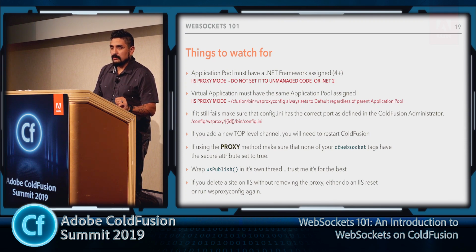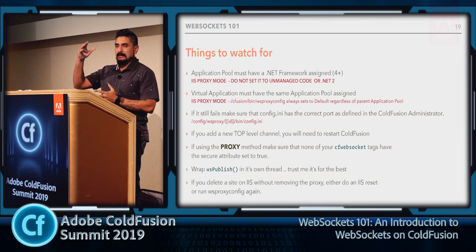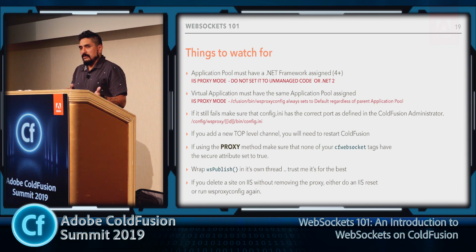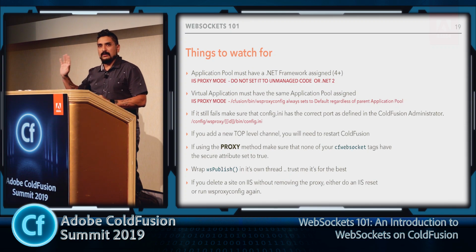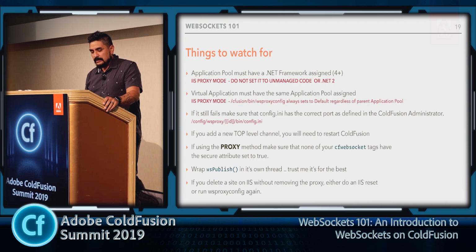Something that I've also run into is to always wrap my WS publishes inside of their own thread, especially if you're working with frameworks like Framework 1. I've noticed that when I didn't do that, it would break the request. So the response I was waiting for would just never come, or it would act weird. So always wrap this into its own thread. There's no callback you need from it. You just need to send that off on its own, let it do its work. Doesn't matter, just let it go. And if you delete a site on IIS without removing the proxy, either do an IIS reset or run WS proxy config again, and it'll fix any issues that your IIS server might be complaining about.